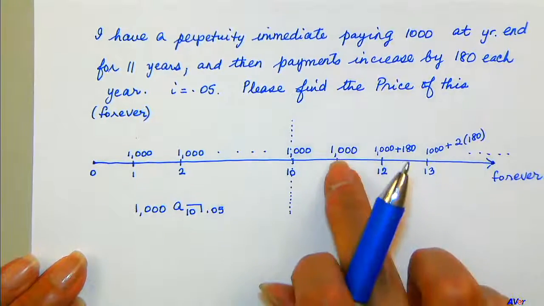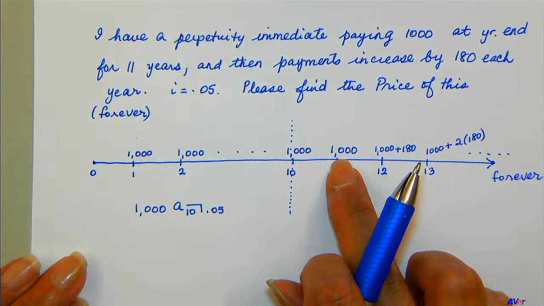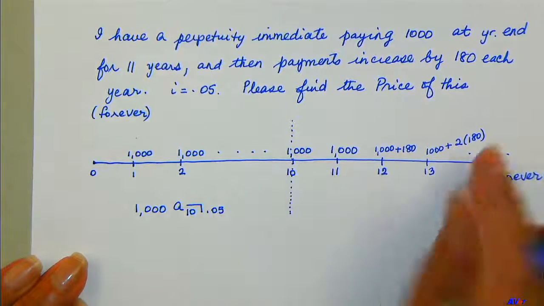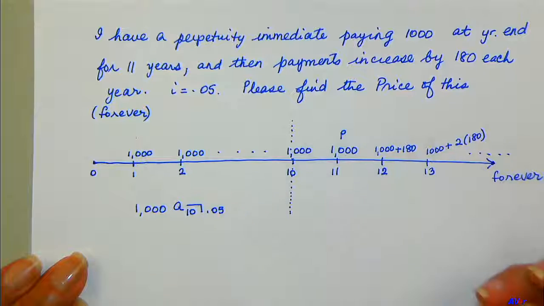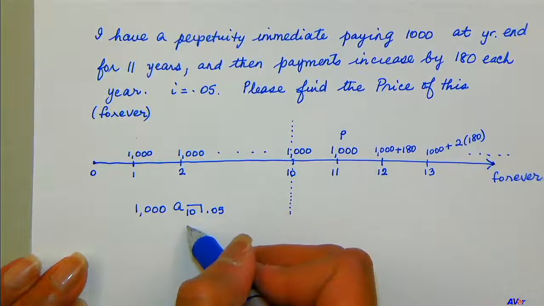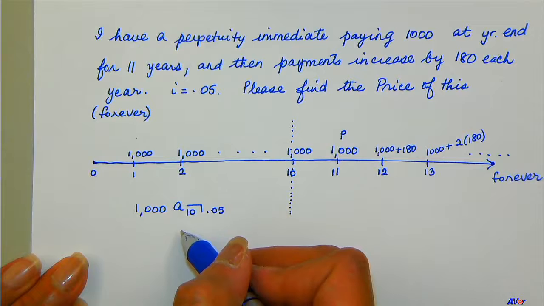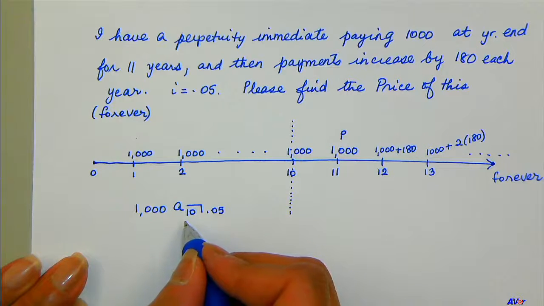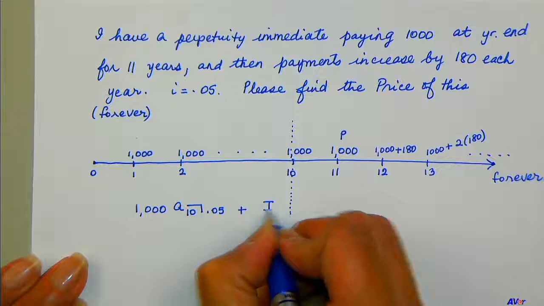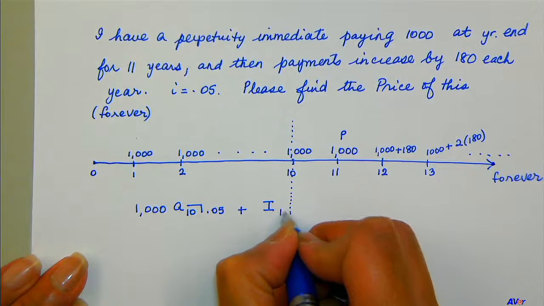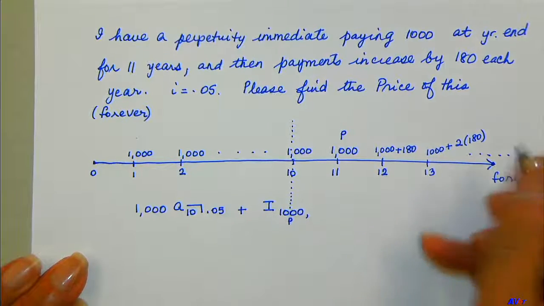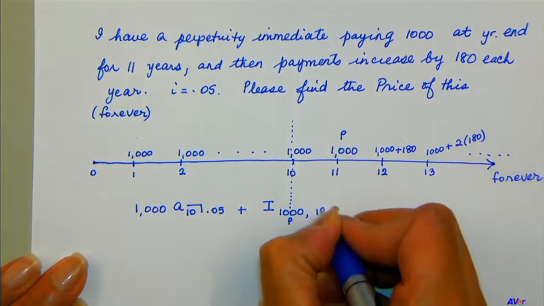Because I want to include this 1,000 in the increasing piece. This is going to be the increasing piece where this is P. Get it? So I won't say A angle 11. I will say A angle 10 right now. So 1,000 A angle 10, 0.05 plus I, P, which is 1,000. That's P, comma, Q is 180.